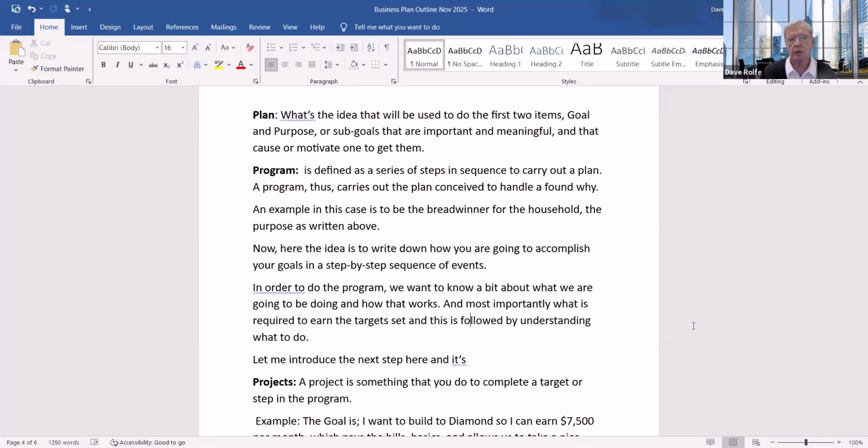So in order to do the program, we want to know a bit about what we are going to be doing, and that's going to set up the next part, which is called a project. Now, a project helps you get a step done in the program. So the first thing that I would put on the program is I need to learn the compensation plan backwards, forwards, upside down.